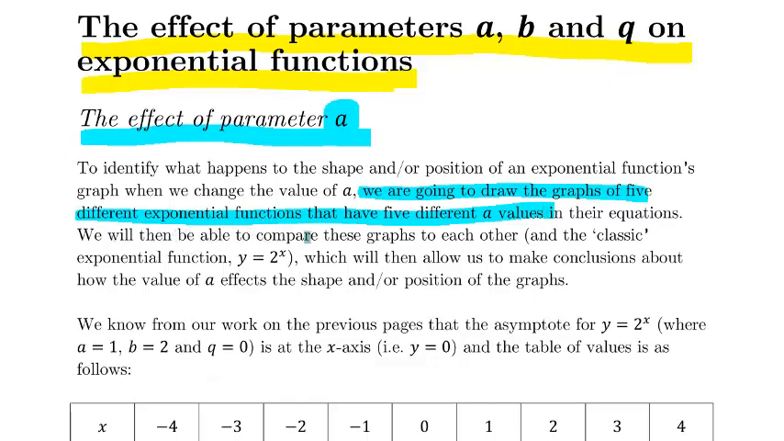We will then be able to compare these graphs to each other and to the classic exponential function y equals 2 to the x, which will then allow us to make conclusions about how the value of a affects the shape and/or position of the graphs. Okay, let's do this, guys.